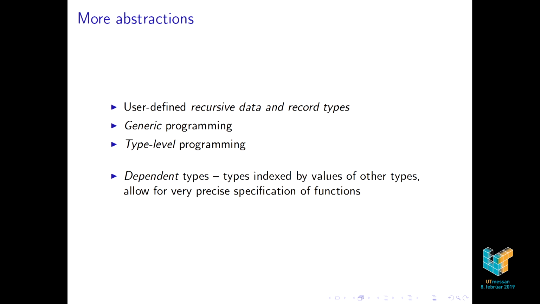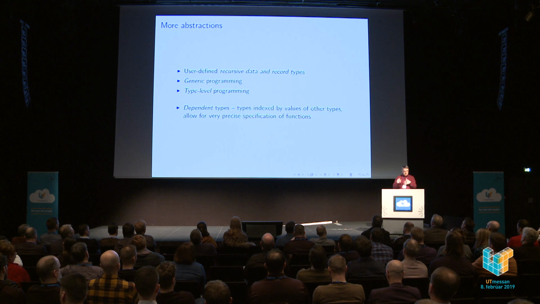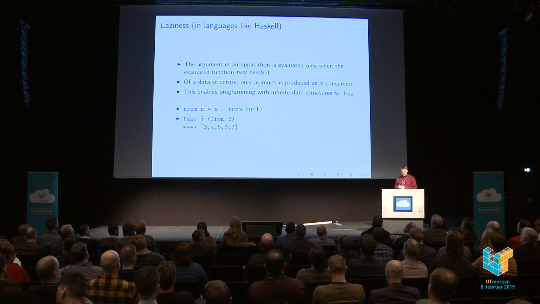There are more abstractions, and I don't want to go into them. But in languages like this, you've got user-defined recursive data and record types, and then you can do generic programming over the constructors of these types. You can do type-level programming, which means you can write functions that send types to types. So it's like going one level up. You can do dependent types, which are types indexed by values of other types, and they allow for a very precise way of specifying function domains and ranges.